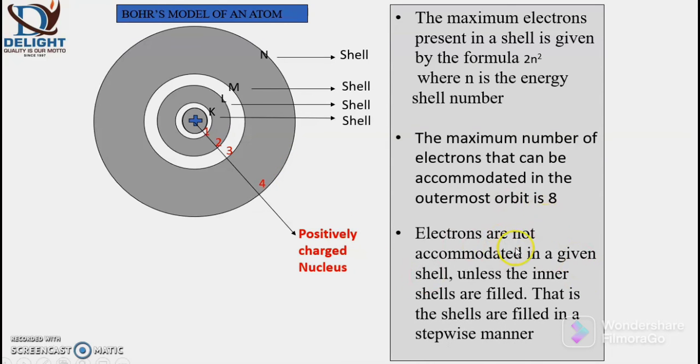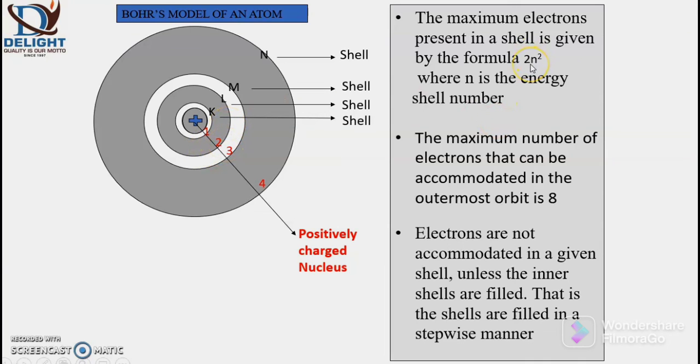Electrons are not accommodated in a given shell if there are 4 shells. So electrons will not be accommodated in second, third and fourth until and unless the inner shell, that is the first shell, is filled. That is, first shell has the capacity of 2 electrons according to the formula. So if the first shell has occupied 2 electrons, only then the remaining electrons will go to the next shell and they will start filling the second shell.